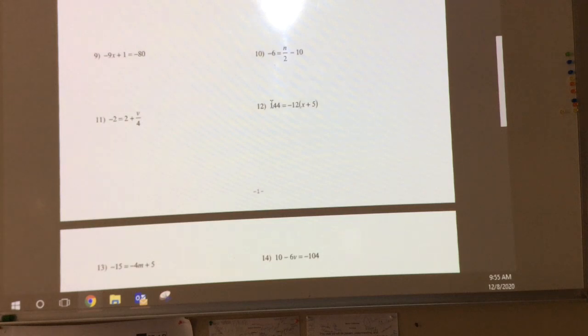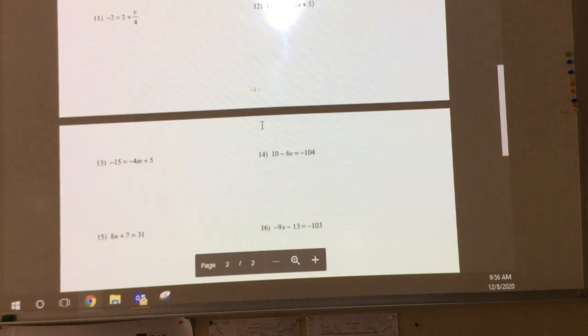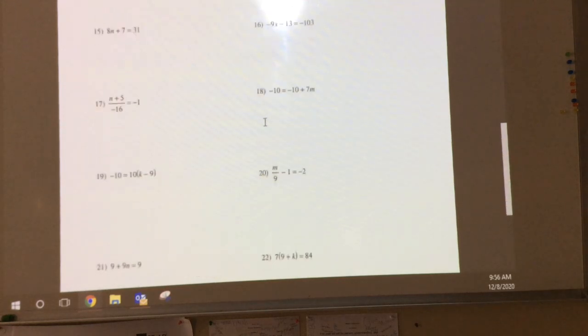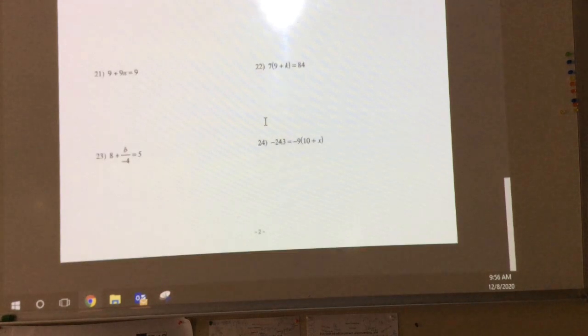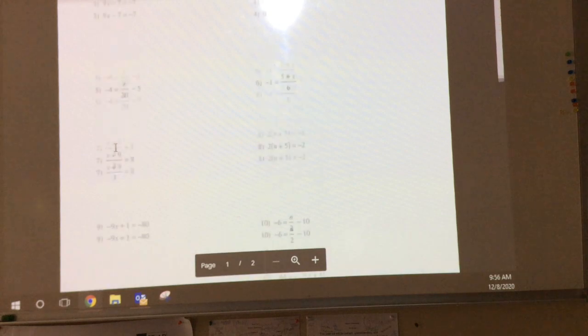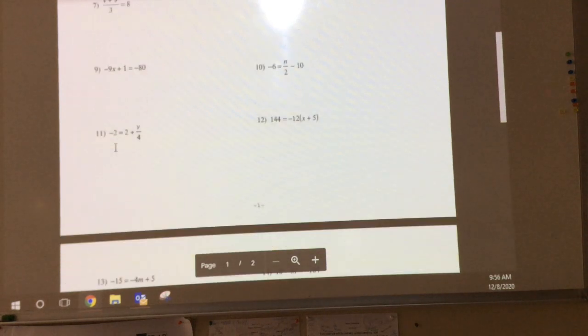All right, look at number 9. Can we do number 9? Yes. Can you do 11? Yes. Can you do 13? Yes. Can you do 15? Yes. 17 looks like 7, so we're going to talk about that one. What about 19? We'll talk about 19. 21? Yes. 23? Yes. All right, so we want to look at 7, 17, and 19. Those are the ones I'm about to do with you right now.